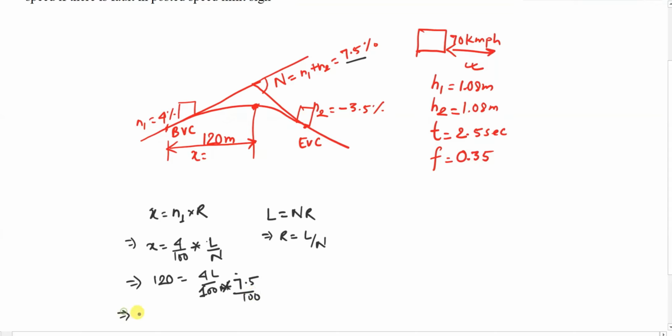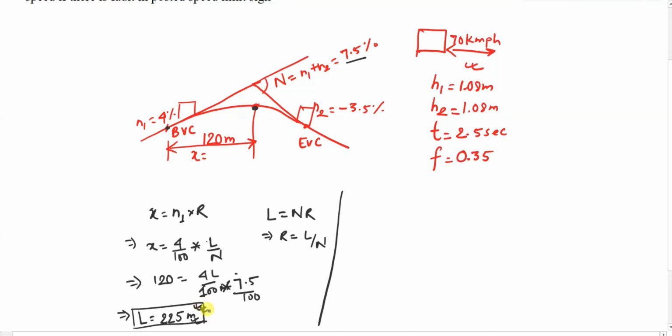So solve this, and you will find the length of this vertical curve, using the geometry and the location of the highest point on the curve, as 225 meters, because the highest point in this curve is found to be 120 meters from the beginning of the vertical curve. So this is the length of the vertical curve in this case. After determining the length of the vertical curve, what you need to check is whether this length is sufficient or not, right?